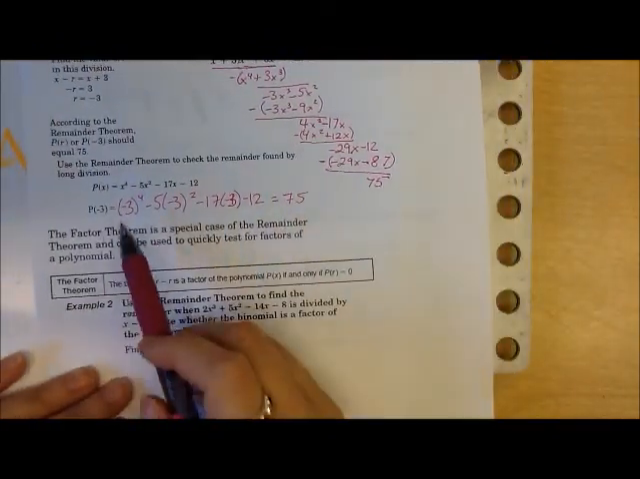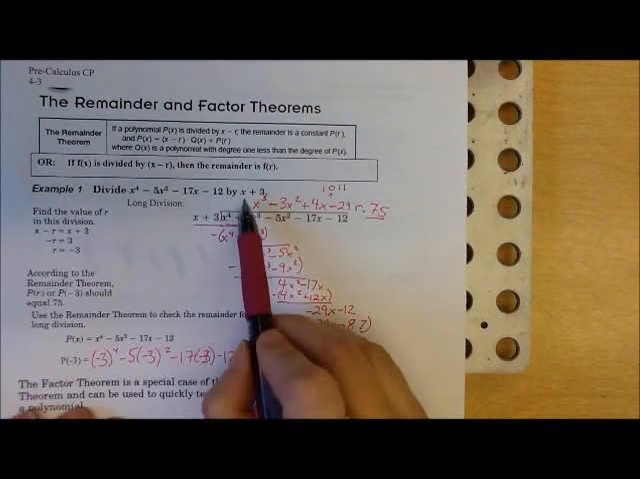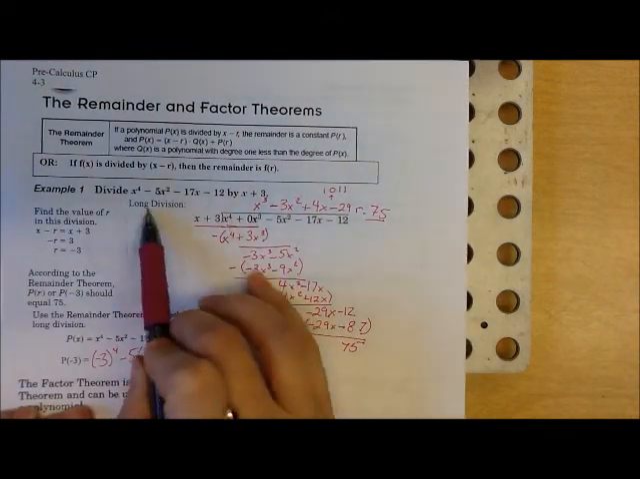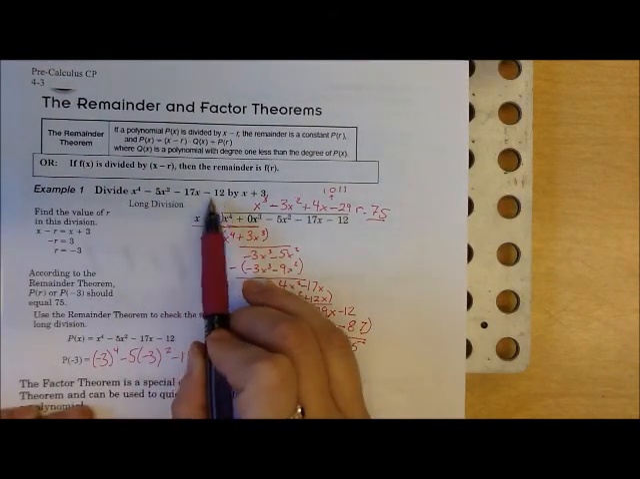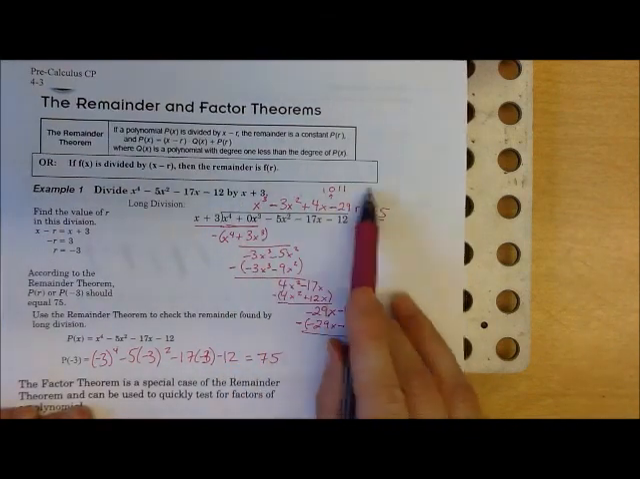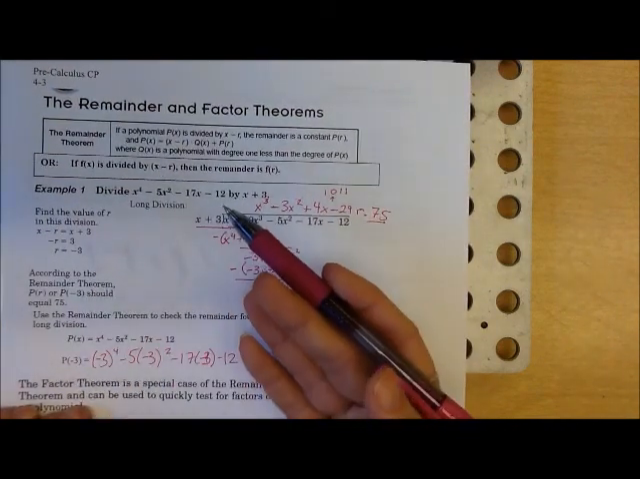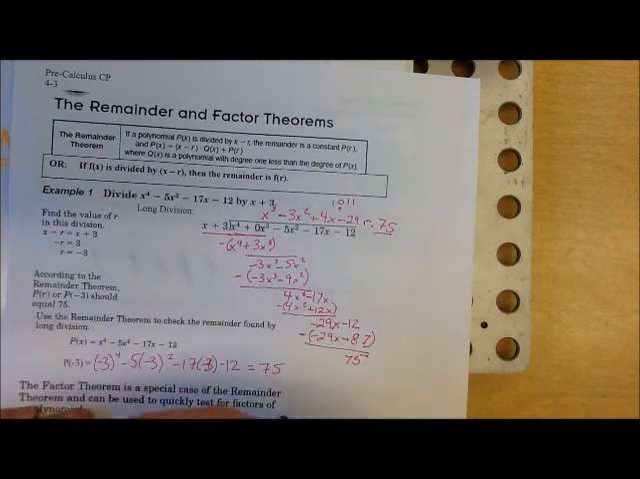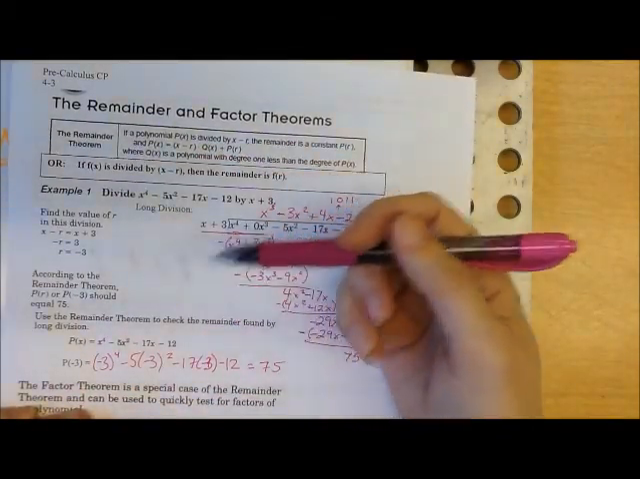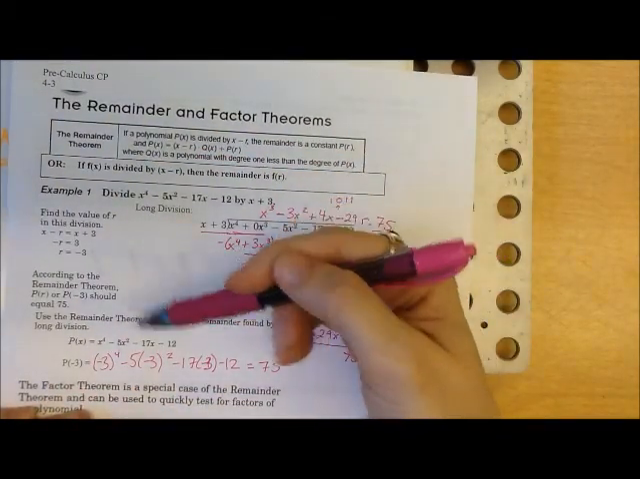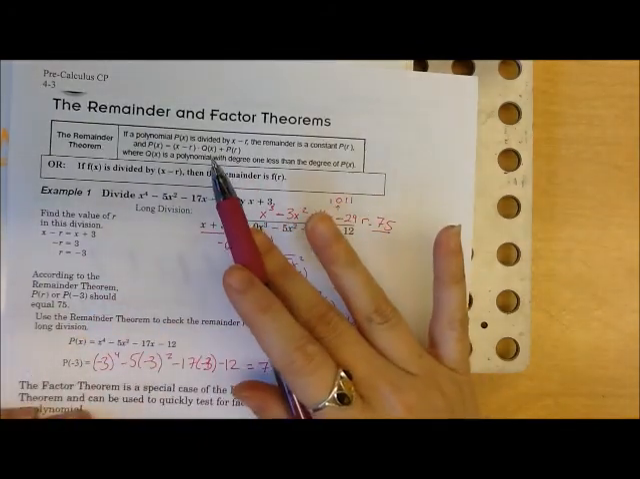By the way, is x plus 3 a factor of x to the fourth minus 5x squared minus 17x minus 12? No, because it had a remainder. It did not divide it evenly. If something is a factor of something else, it means it divides it evenly. 3 is a factor of 15, because if you divide it, you get 5 with no remainder.